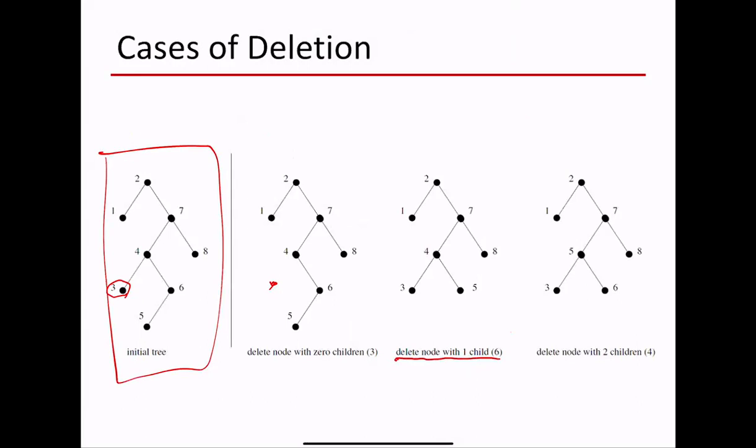But what about deleting a node with one child? This one, 6. How can I delete the 6? Because I have 5, if I delete it, 5 will replace me. Okay, easier, but now a little more complex one: delete the node with two children. How can I delete the 4 out of this?